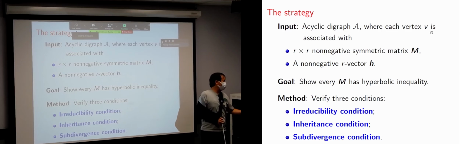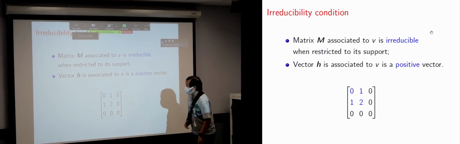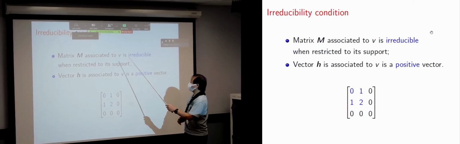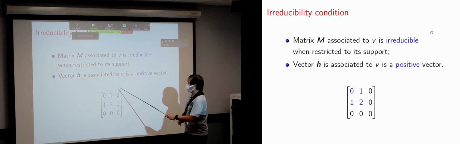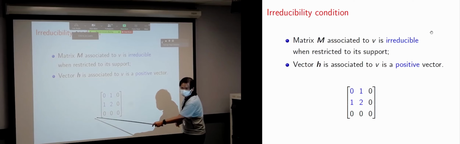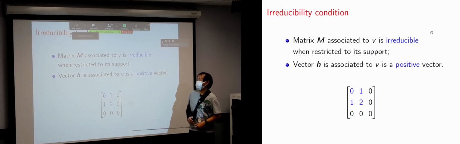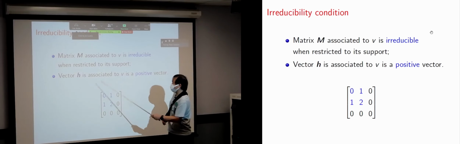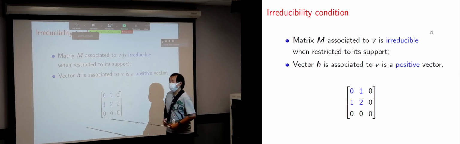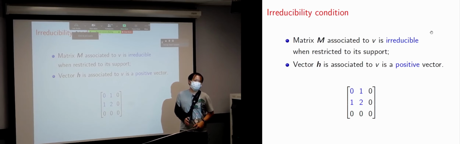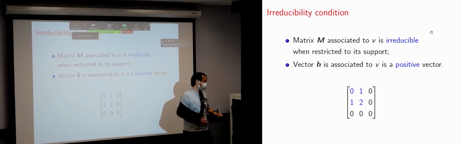The first one is called irreducibility. It just means that when you restrict your matrix M to the support, that means that you exclude the zero rows and the zero columns, the resulting matrix must be irreducible. This is usually easy to check. You also want H, at least some of them, maybe not all of them, to be positive. Just some condition.